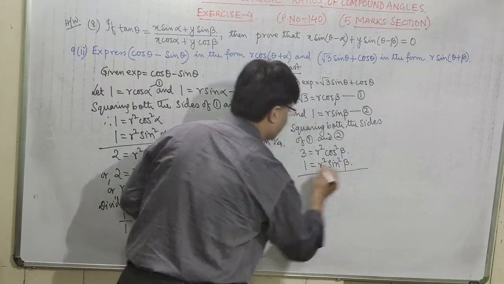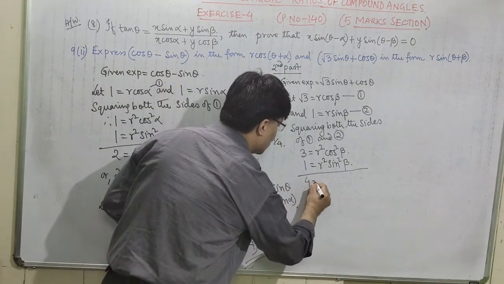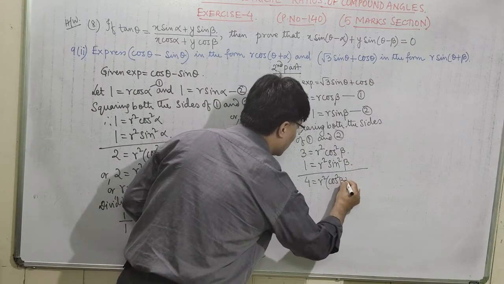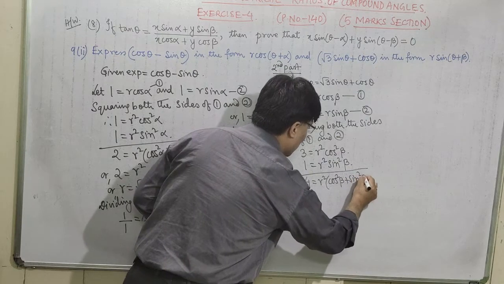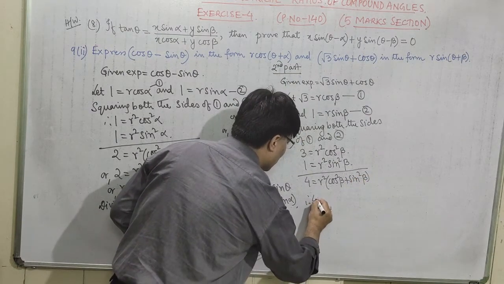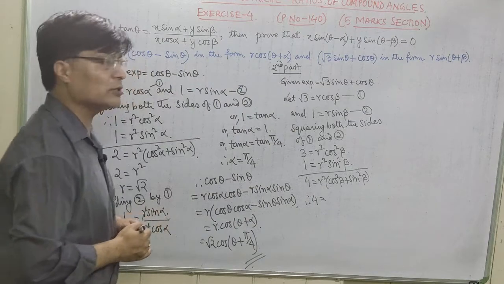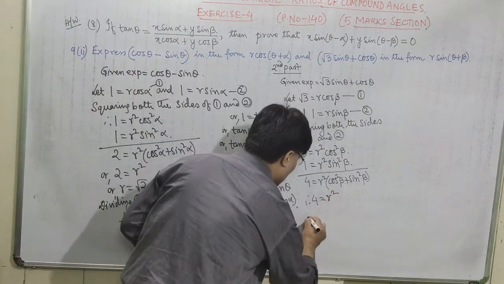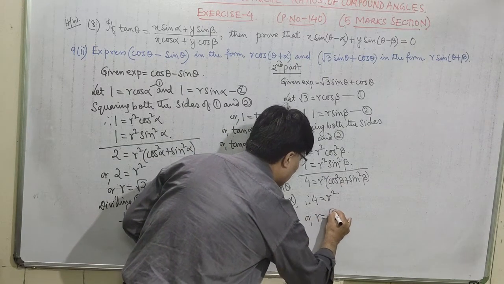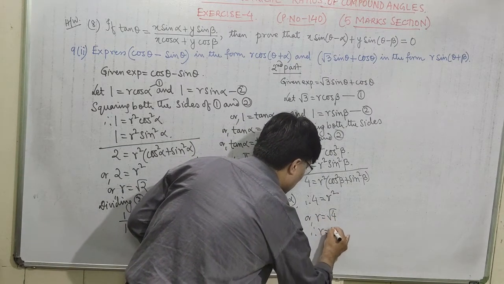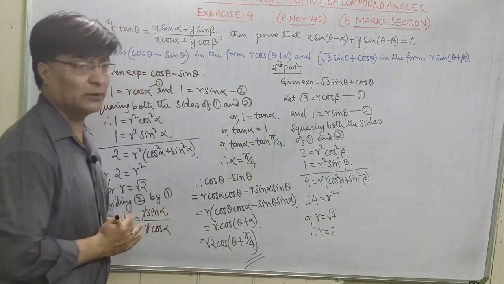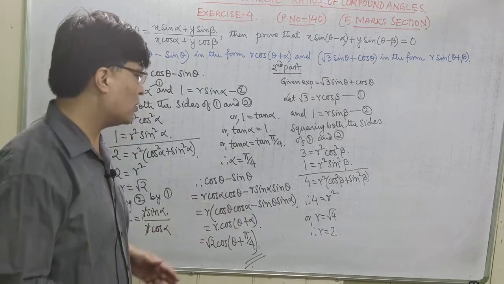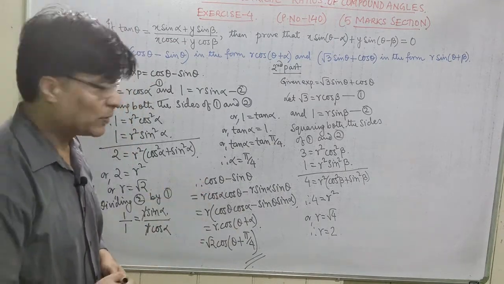Okay, let us add them. 3 plus 1 is 4 is equal to, here r square is common. So within bracket cos square beta plus sine square beta. Okay, so 4 is equal to, what is cos square beta plus sine square beta? That is 1. So it is only r square. Or what is the value for r? It is root over 4. That means r is equal to 2. So is that clear? So we have got the value for r.